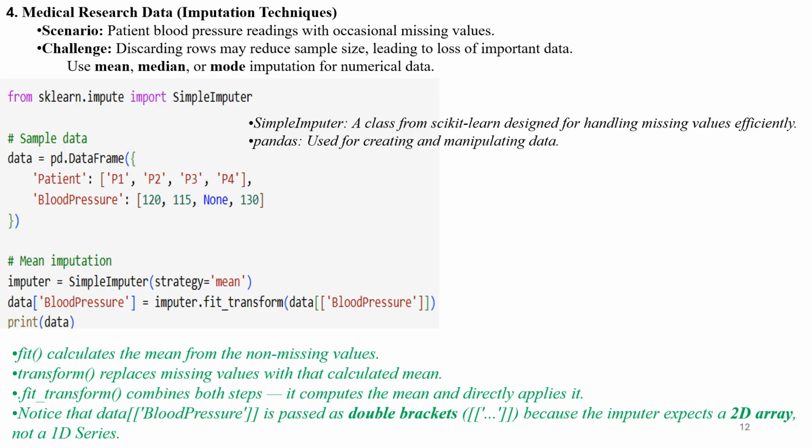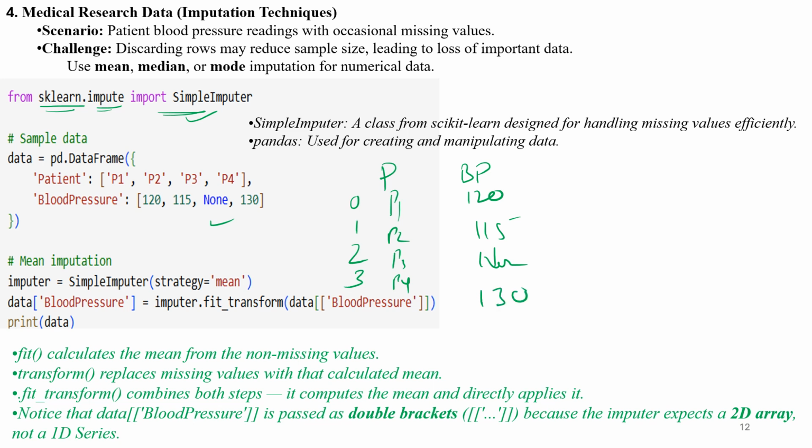In this imputation, you have to use the scikit-learn library. From that, you have to use the impute module, so you import SimpleImputer. This is a must, because whenever you want to impute, you need it. Here is one data frame with patient and blood pressure, and the index is assigned by itself as 0, 1, 2, 3. So patient 1, patient 2, patient 3, patient 4, and the blood pressure is 120, 115, none, and 130. This data frame is named data.